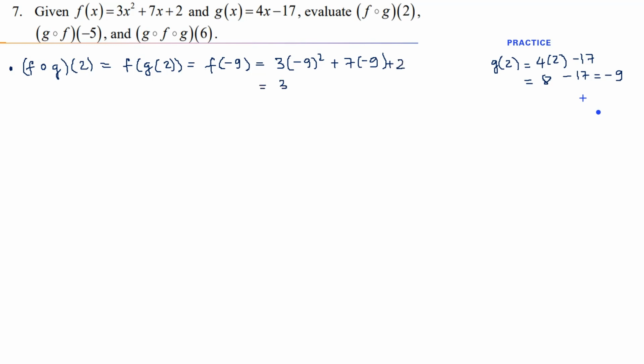That equals 3 times 81 minus 63 plus 2. That equals 3 times 81, that's 243 minus 61. That equals 182.